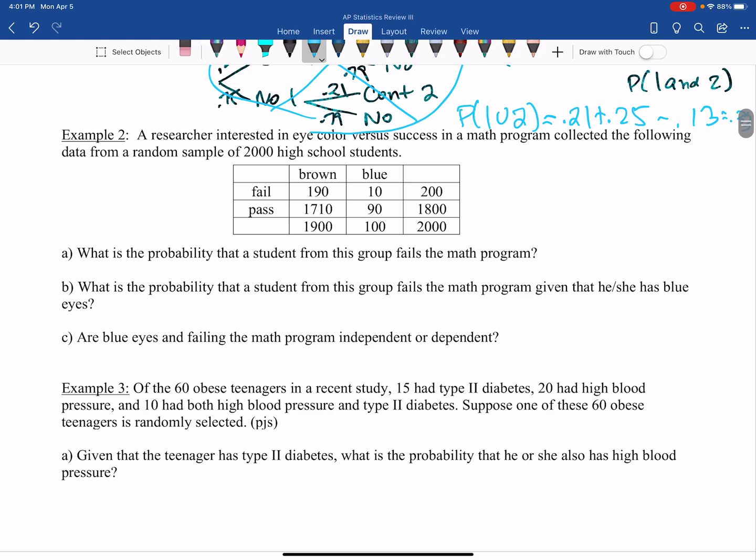Okay, example 2. I'm going to give you just a moment to go ahead and do example 2. A researcher interested in eye color versus success in a math program collected the following data from a random sample of 2,000 high school students. Find the probability that a student from this group fails the math program, and then continue to do B and C. I'm going to give you about 2 minutes to go ahead and do that.